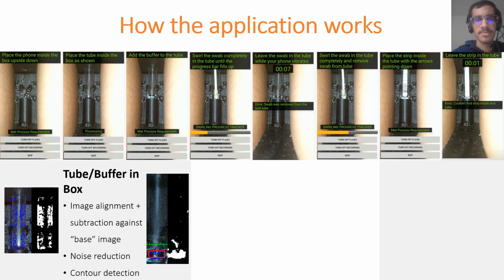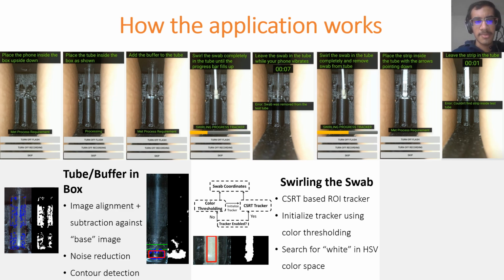The next 3 steps all involve the interaction of the swab with the buffer solution. The application uses a CSRT-based region of interest tracker to tag the swab inside the test tube. To initialize the tracker, we need to not only provide it a frame, but also an initial bounding box. We find that initial bounding box using color thresholding. For the initial frame, we search for white in the initial frame after converting it to the HSV color space.